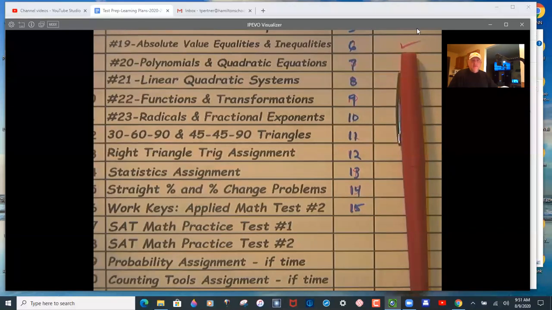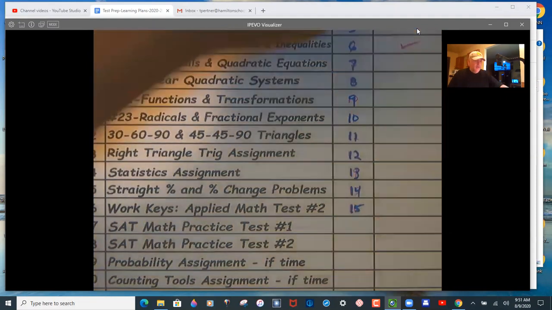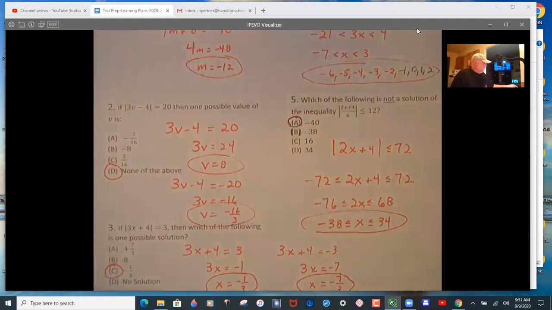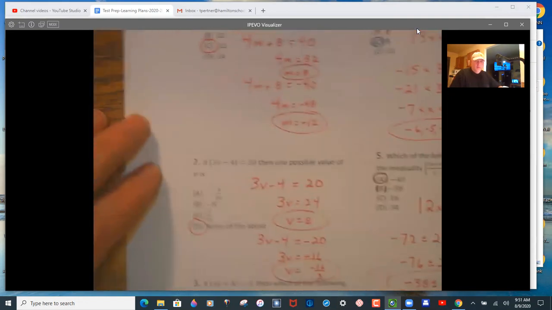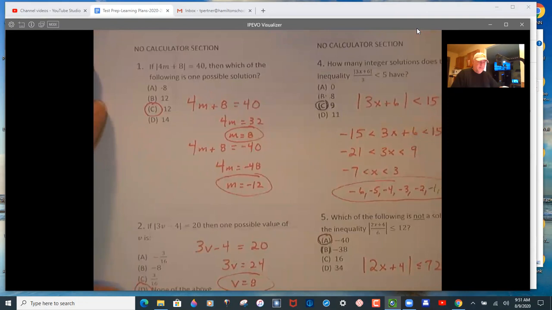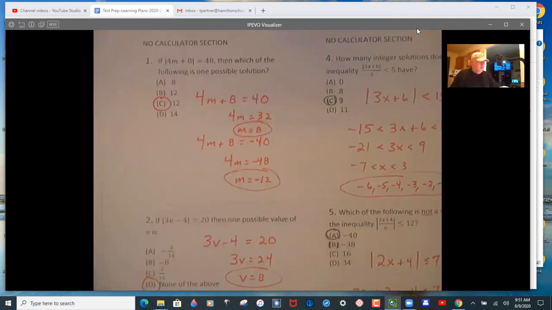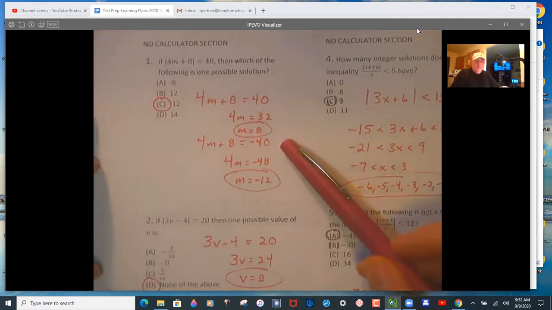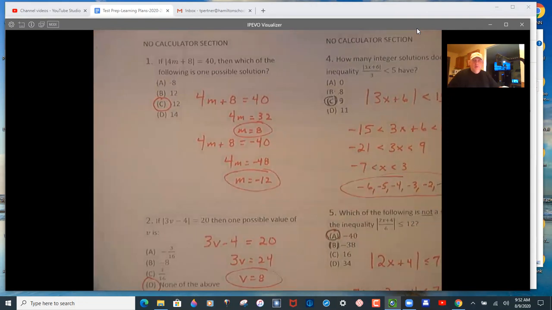This is the sixth assignment in test prep, absolute value equations and inequalities. There will be a couple of these, I should say probably one of these on the SAT. And what you're looking at on number one is the most likely.